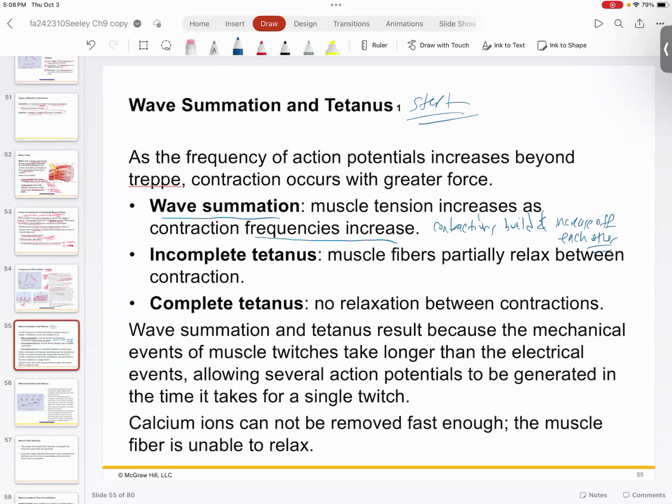Now, incomplete tetanus is where the muscle fibers will have a little bit of relaxation in between contractions, but not full relaxation. And then with complete tetanus, there's no relaxation between contractions.